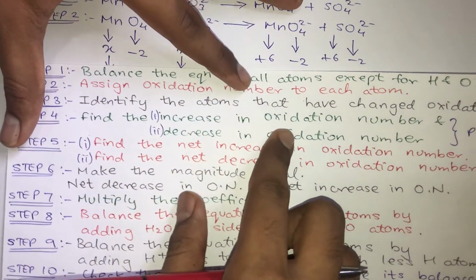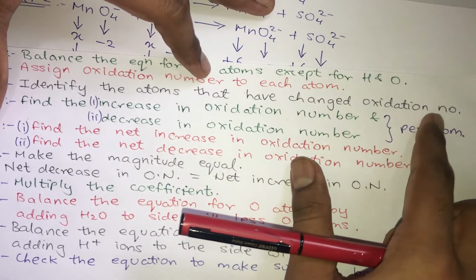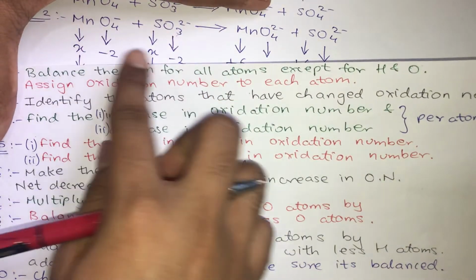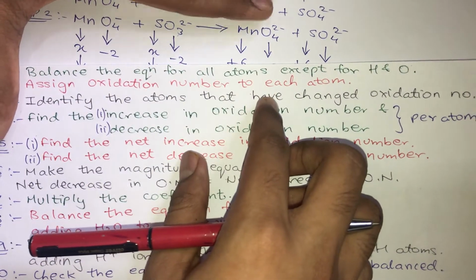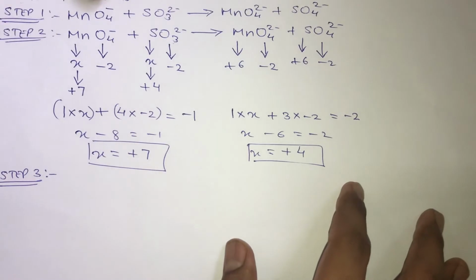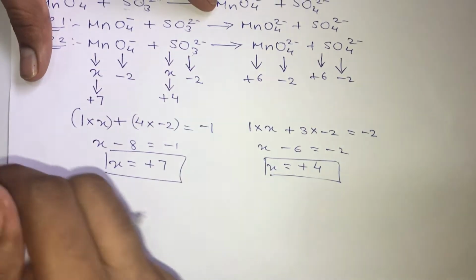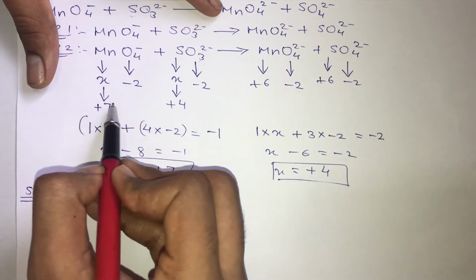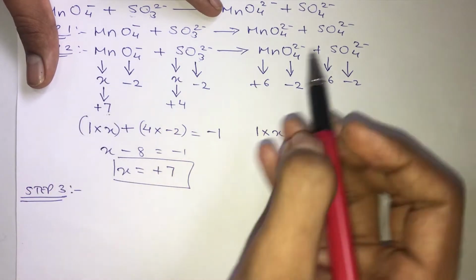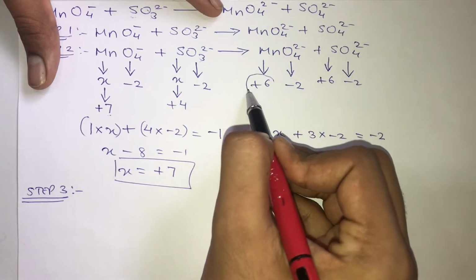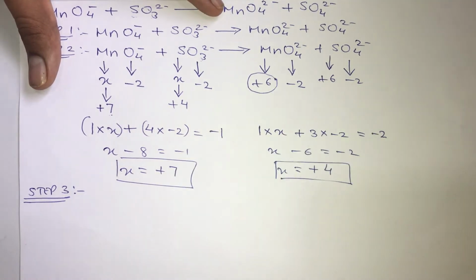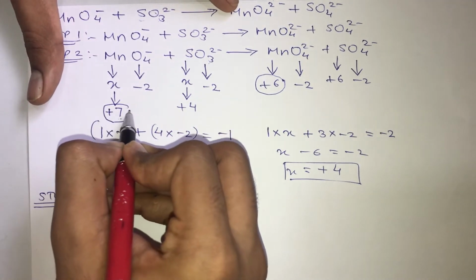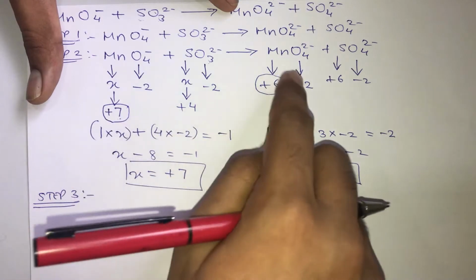Let's see step number 3. Identify the atoms that have changed oxidation number. So we need to identify the atoms in this equation whose oxidation number has changed after the reaction, that is, when they have changed from the reactant to a product. So here, can you see what is the oxidation number of manganese? It is +7, but after the reaction it has changed to +6. Okay, so can I write over here? I am marking them. Okay, so the oxidation number of manganese has now changed.